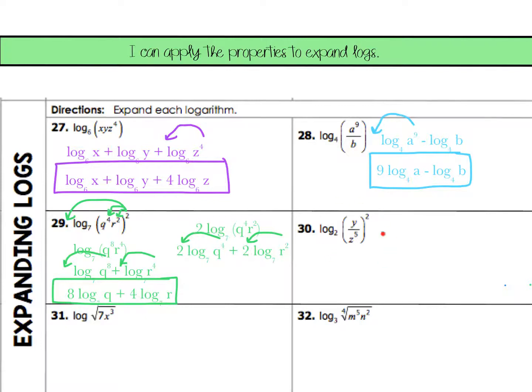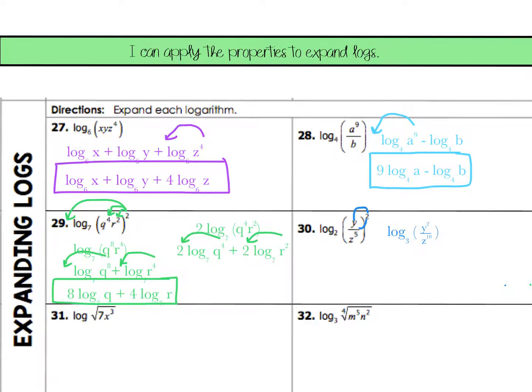So over here, I have log base 2 of y divided by z to the fifth, all to the second power. So you can choose whichever method makes sense to you. I'm going to go ahead and distribute to begin with. So that's going to give me log base 2 of y to the second z to the 10th, because I have y over z to the fifth 2 times. So that leaves me with 2 y's and 10 z's.